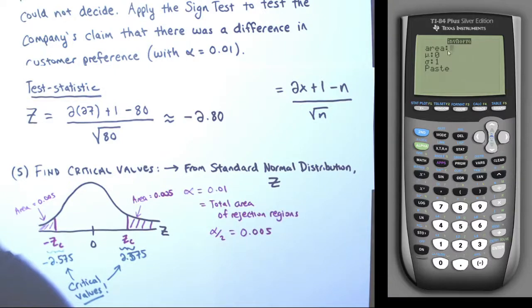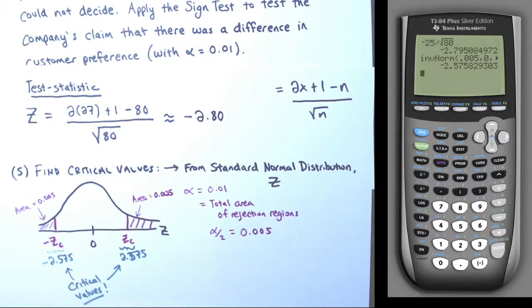And then, what's the area to the left that I wish? 0.005, right? That was my half alpha for the left tail and the right tail. And it's a standard normal, so mu 0, sigma 1. And I'm getting, again, negative 2.57. It's closer to 6, but not going to be that much of a change. So negative 2.575, negative 2.576 if you were rounding to the nearest thousandth. Either one is fine. So I'm going to use the one that was given to me from the chart.